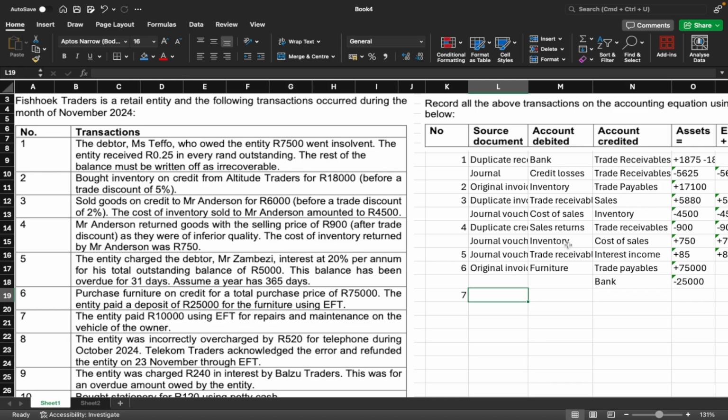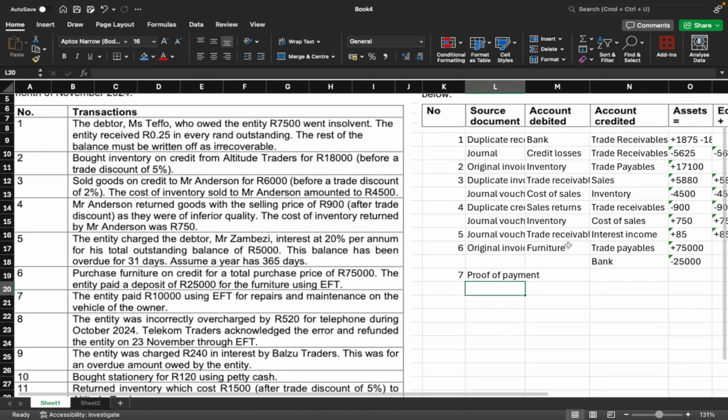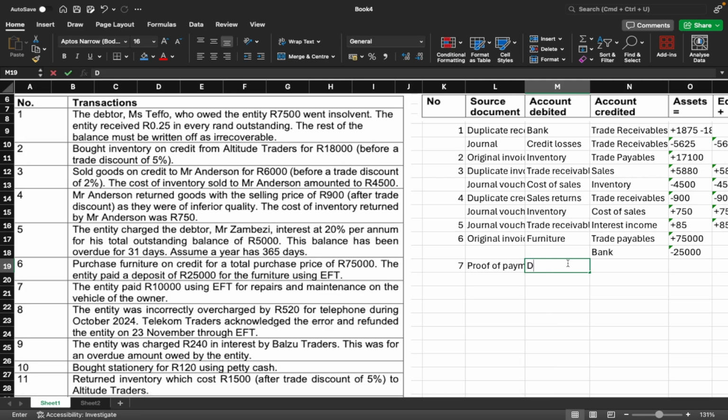Well, there are a few ways you can treat this. You can either call it a journal voucher, or proof of payment, or bank statement, to prove that this payment has been made on behalf of the owner. So I'm going to put here proof of payment. You can also use bank statement, as I've just mentioned, to just show that you made this payment on behalf of the owner.